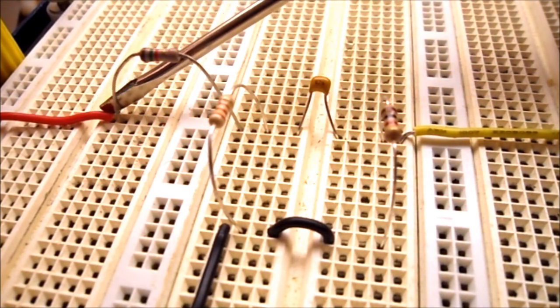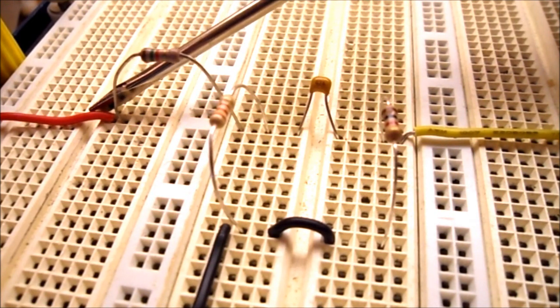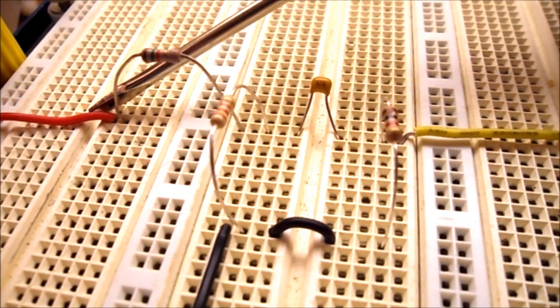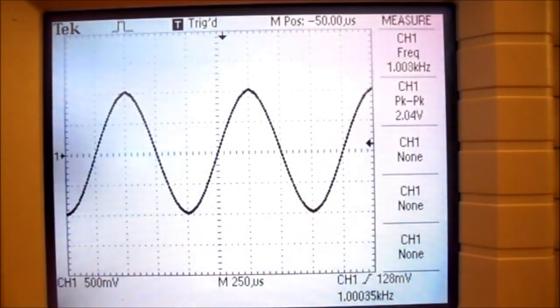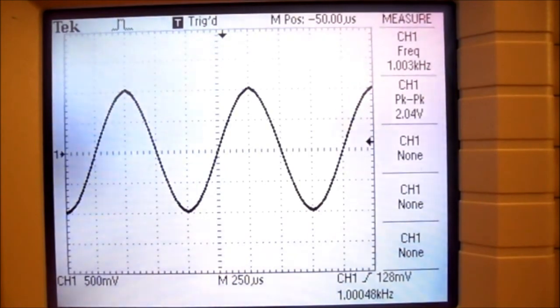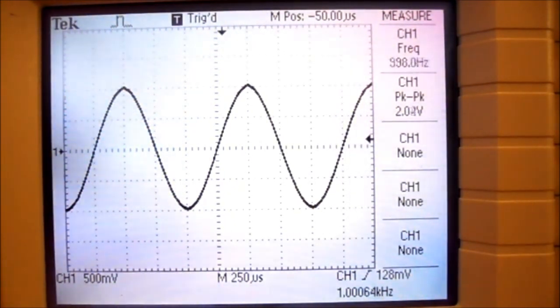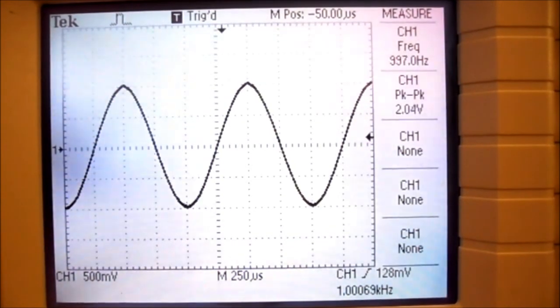Channel 1 of my oscilloscope will join with the function generator, and that will be my input voltage of 2 volts peak to peak at 1 kilohertz. So the first thing you need to do is set up your input voltage. I wanted to show you the display on my oscilloscope. You notice channel 1 frequency is at about 1 kilohertz, and channel 1 peak to peak voltage is approximately 2 volts peak to peak.